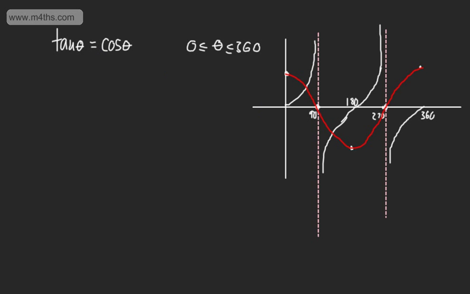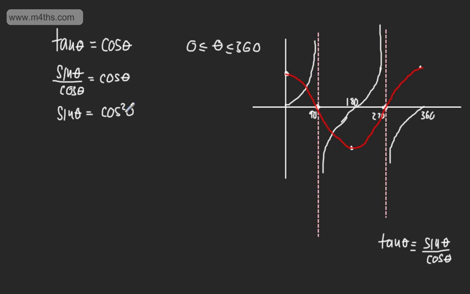So how do we solve this? Well, let's think about now some identities that we met before. We've met cos squared theta plus sine squared theta is equal to 1. We've also met that tan theta can be written now as sine theta over cos theta. And this is what we looked at in the first video. So let's go ahead with this one. What we're going to have then is sine theta over cos theta is equal to cos theta. I'm going to multiply both sides of the equation by cos theta. Sine theta is equal to cos squared theta.